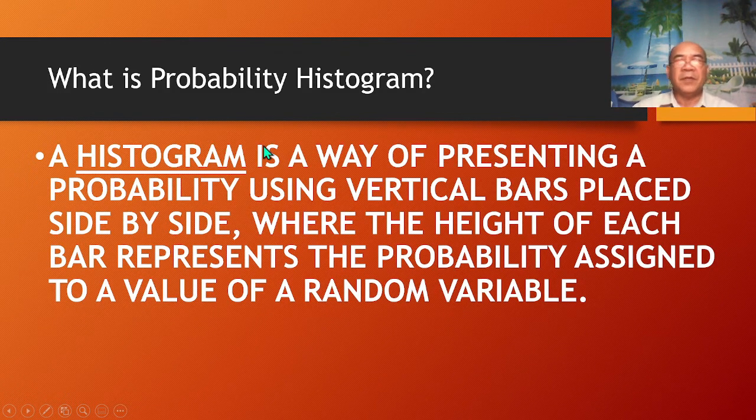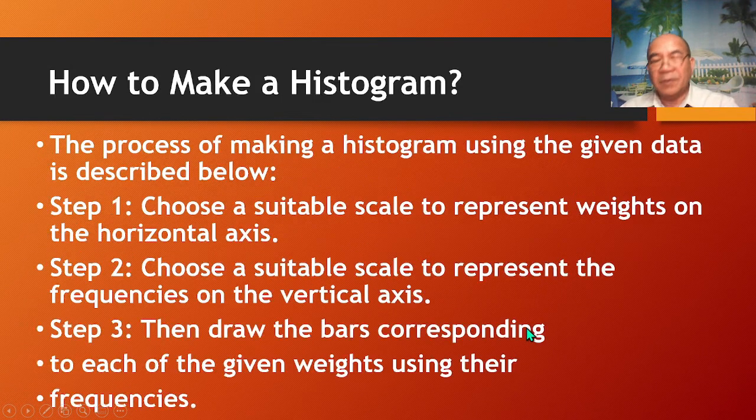What is a probability histogram? A histogram is a way of presenting a probability using vertical bars placed side by side, where the height of each bar represents the probability assigned to a value of a random variable. Now, how to make a histogram? It's very easy, students. The histogram is an illustration of the random variable. We can understand histogram through its values. The process of making a histogram using the given data is described below.